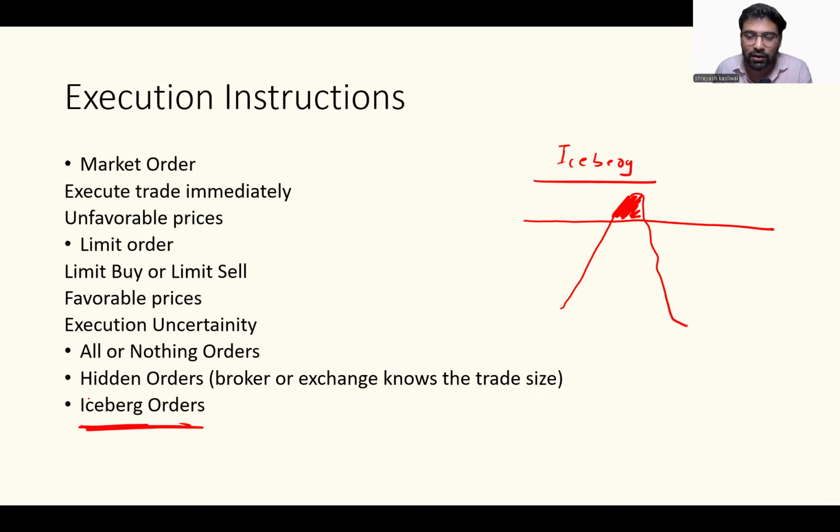Iceberg order is a type of order where only some part of the trade size is visible in the market. The rest of it is hidden. And what do you mean by some part, sir? Is that defined? No, sir, it is not defined. But some part is usually a very small part of the order that is visible in the market. The rest of the order, which is the majority of the order, is hidden from the market. And that is what iceberg order is. And these are your execution instructions or types of orders.